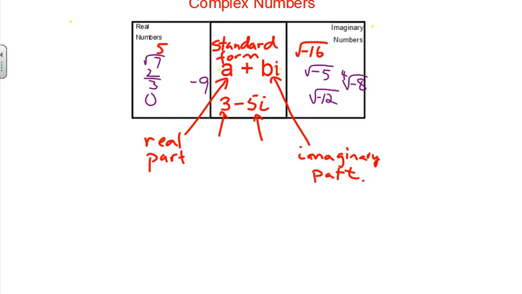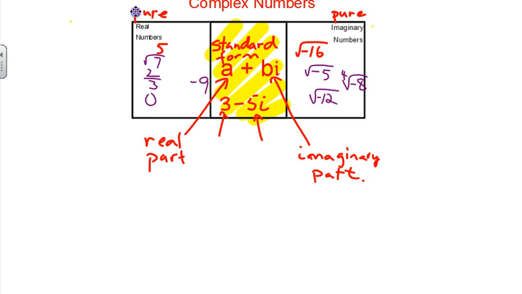Okay, so if you take a look at this, I basically have three regions for the complex number system. I have the numbers on the left, which we call the pure real numbers. I have numbers in the right region, which are pure imaginary numbers. And then I have this center region right here, which is a mixture of both real and imaginary, right?